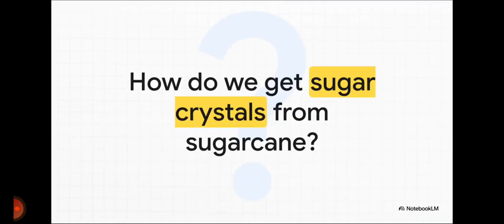Let's just pause and think about this for a second. How exactly do we get pure, sweet, white crystals of sugar from those tall, green, super fibrous sugarcane plants? Or think about the medical field. How in the world can doctors detect a disease like malaria using just one tiny, single drop of blood?